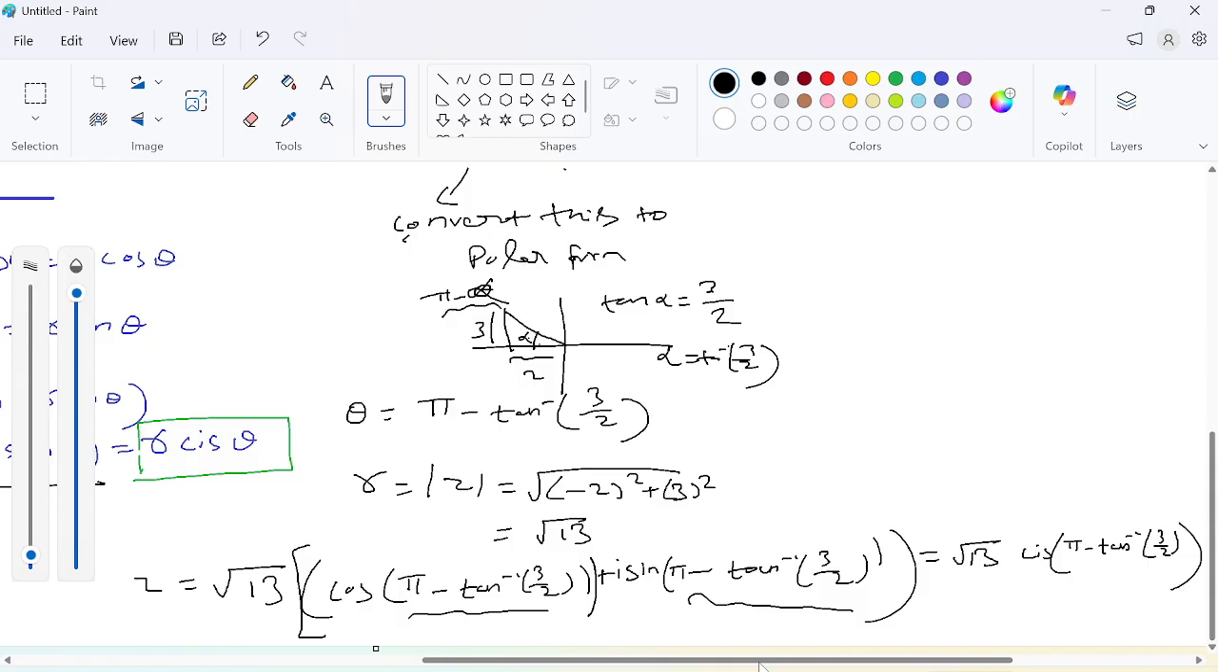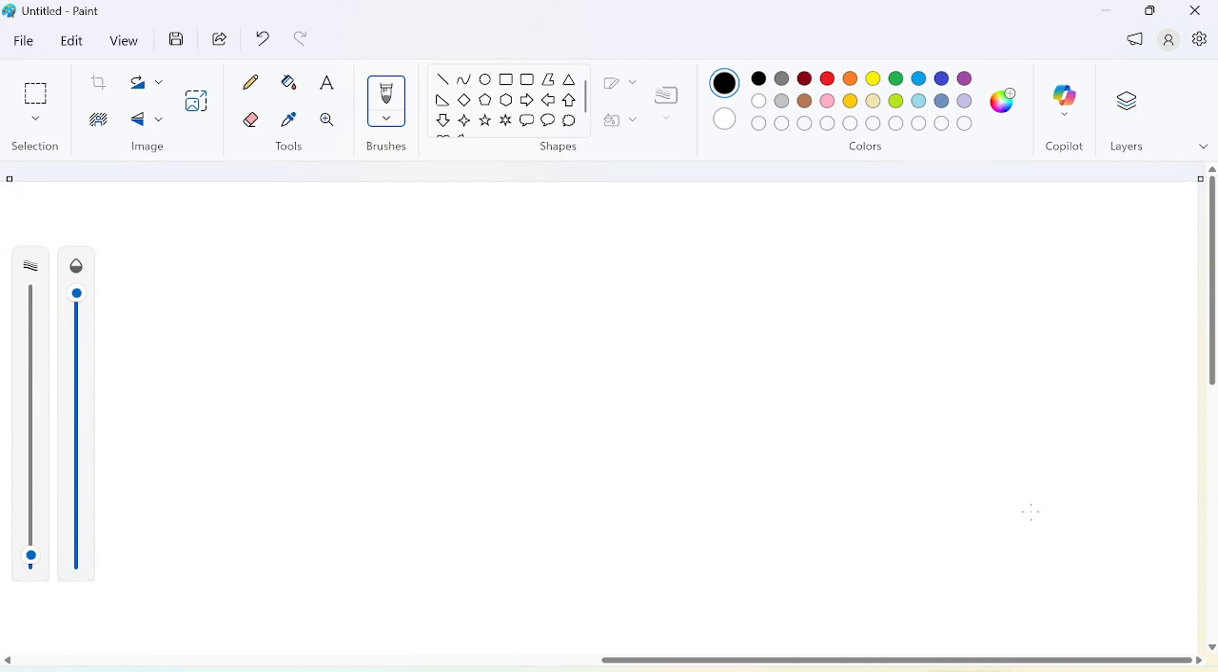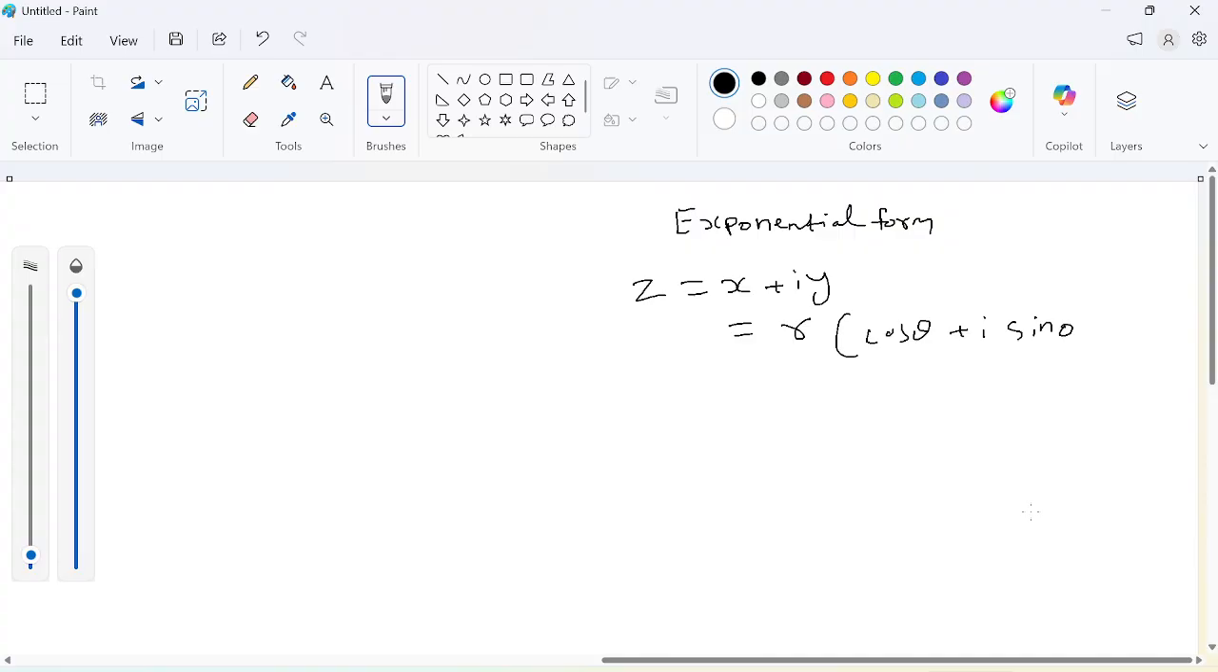So there is one more form called exponential form. So what is your exponential form? z is equal to x plus iy. This is your algebraic form or Cartesian form, and in polar form, it is r cos theta plus i sin theta. So this is your polar form.